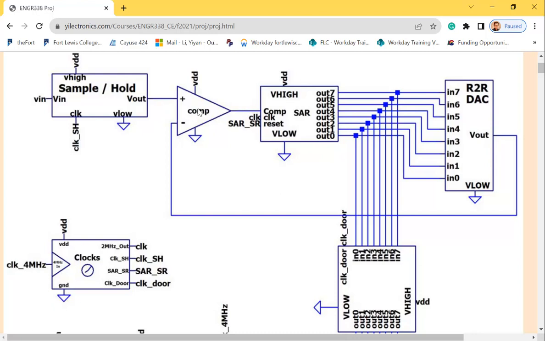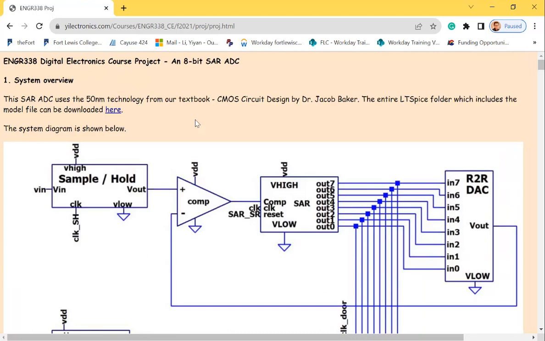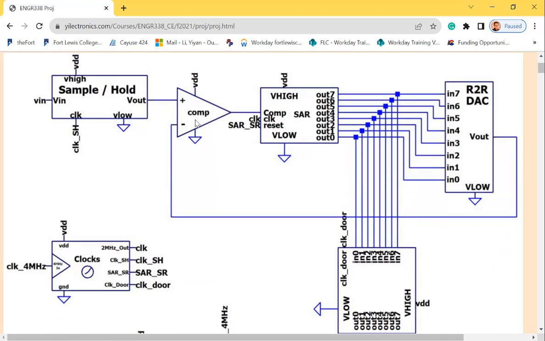This is a regular op-amp, and we have a lot of examples from the textbook we can directly use. So we're not designing an op-amp, right? Keep in mind, it's going to be a given op-amp, and this is the sample and hold circuit, which I'm going to cover in the next few weeks.